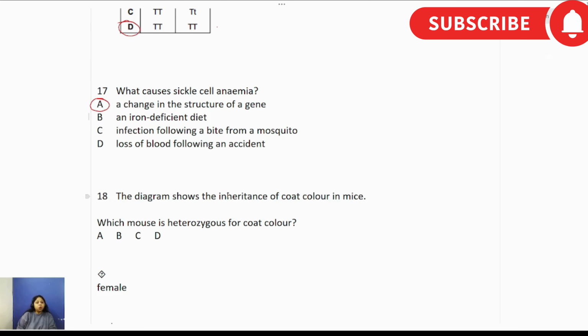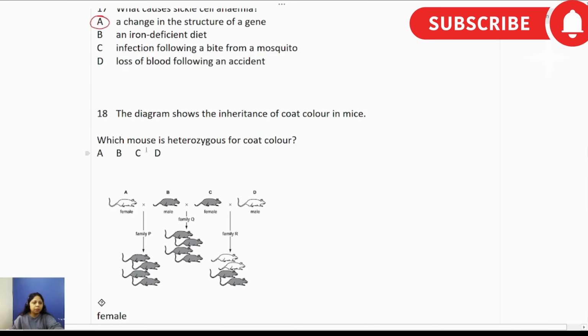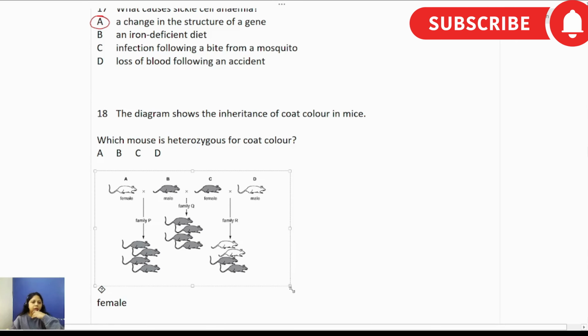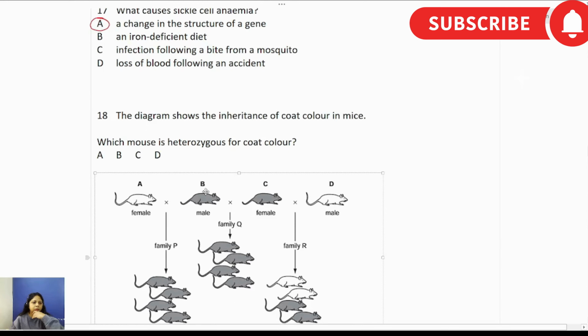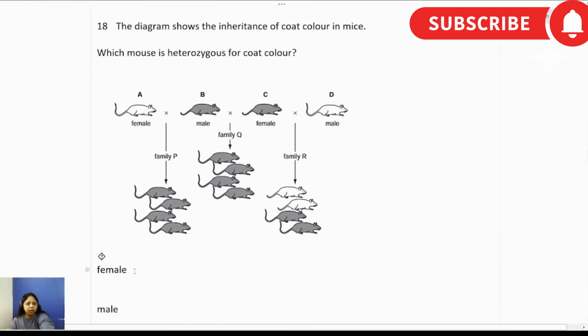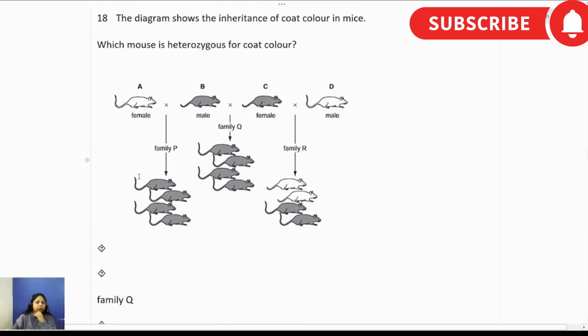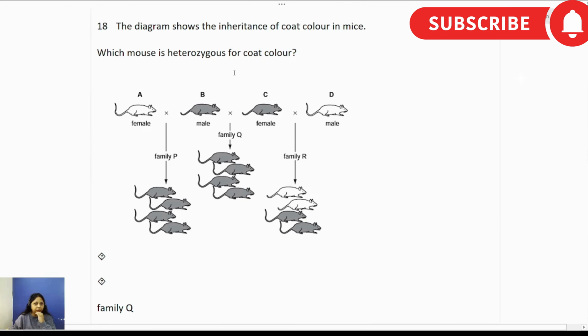The diagram shows the inheritance of coat color in mice. Coat color means the skin color. Let me share the diagram. Is the diagram visible? Okay, so which mouse is heterozygous for coat color? What do you think? No keys are given.